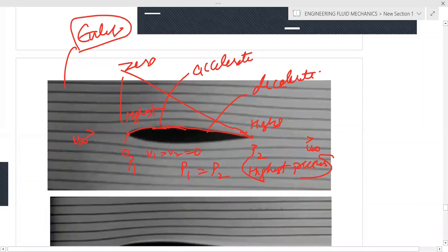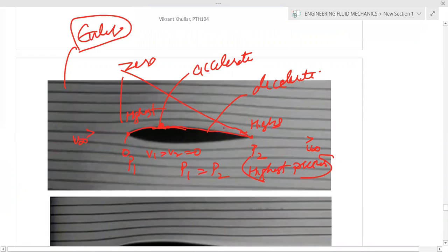It reaches some maximum velocity here at the shoulder and then again starts to decelerate. So this deceleration actually could have resulted in flow reversal. What does deceleration mean?